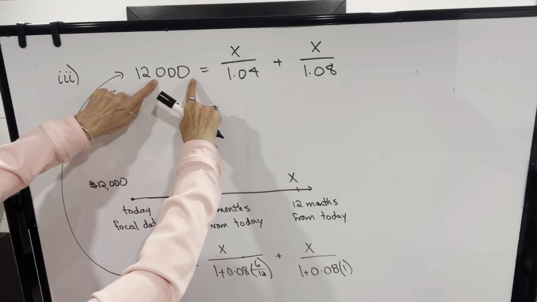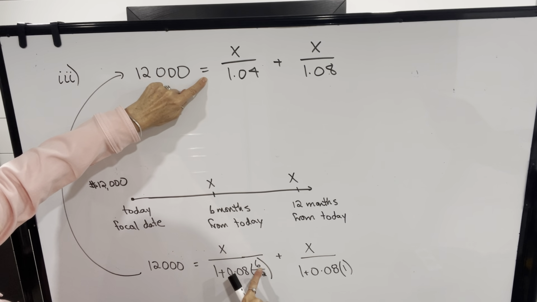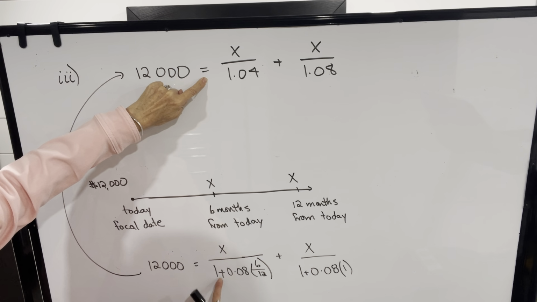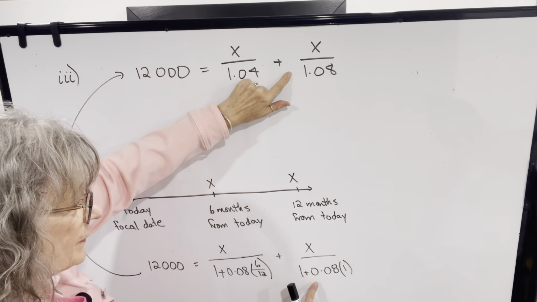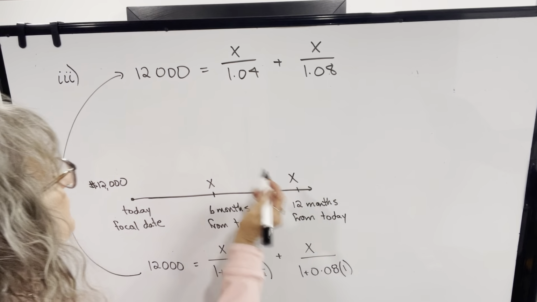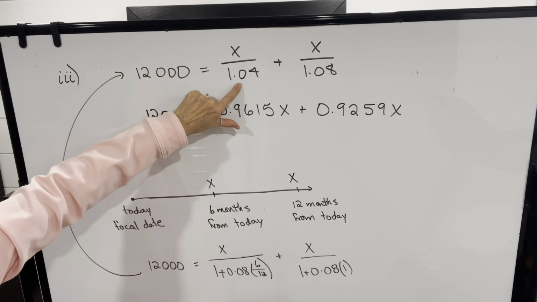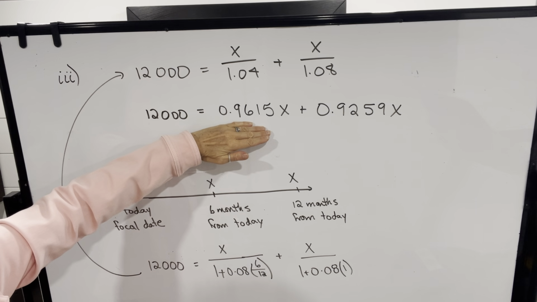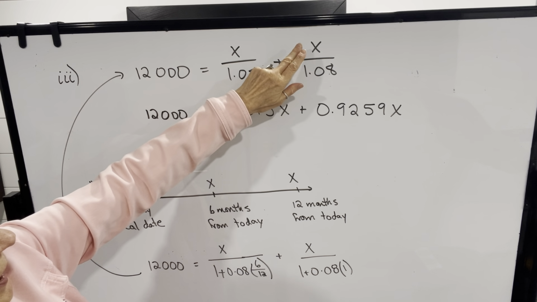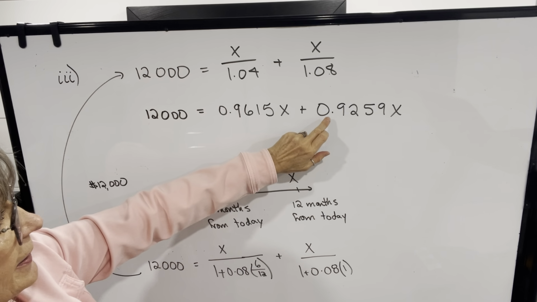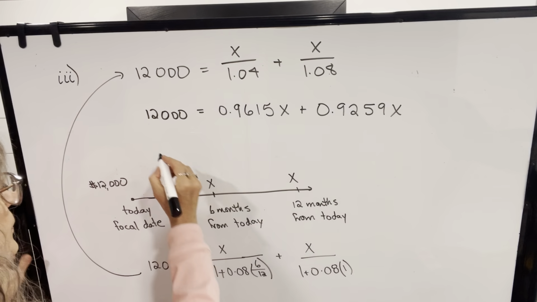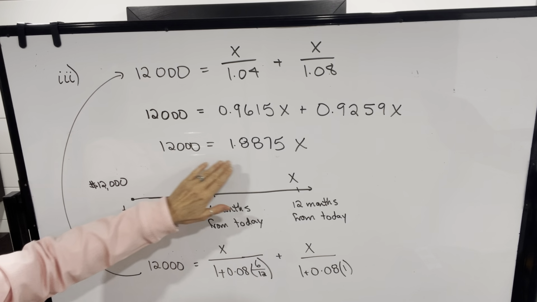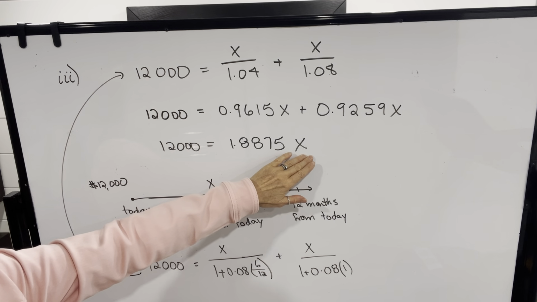Now let's simplify each of those terms. So moving up here, 12,000 will equal 6 over 12 is 1/2. 1/2 times 0.08 is 0.04. When I add that to a 1, I get 1.04. Plus X in the numerator, in the denominator, I'll have 1.08. 1 divided by 1.04 is 0.9615 times X. I do the same thing here. I take 1 divided by 1.08 and get 0.9259 times X. Add those together and I get 12,000 is equal to 1.8875 times X.